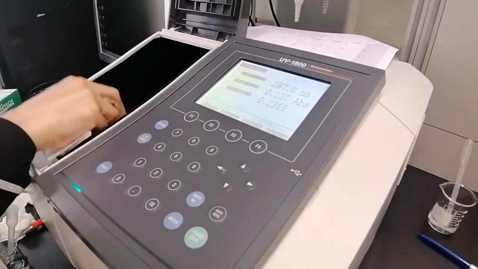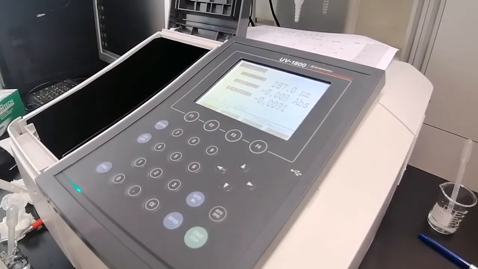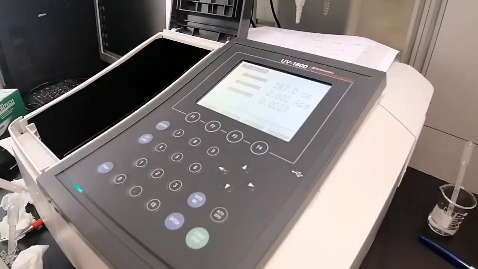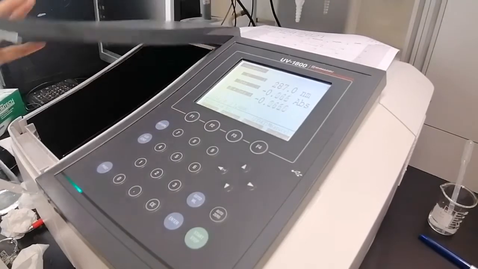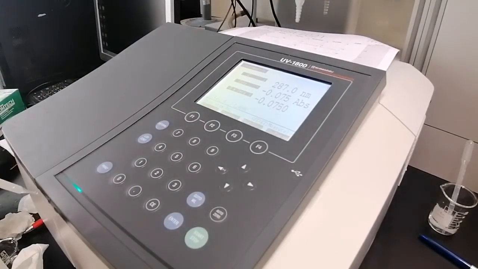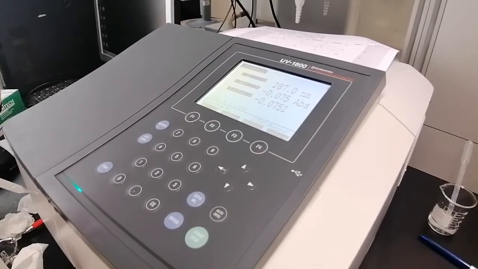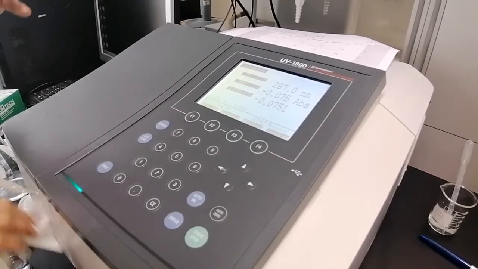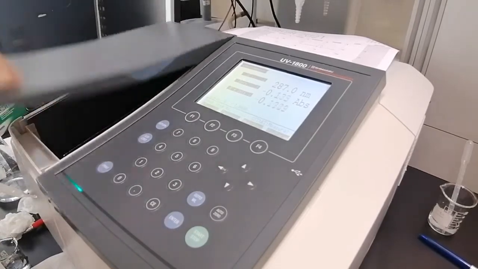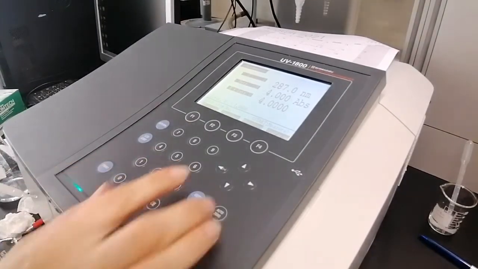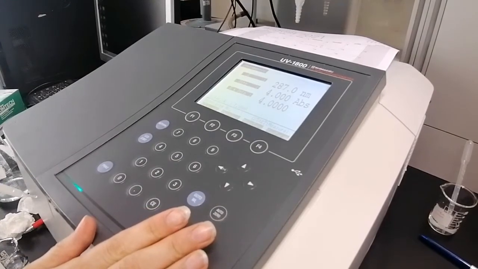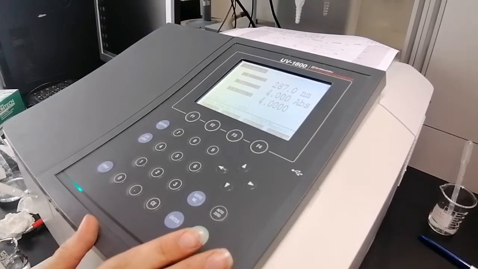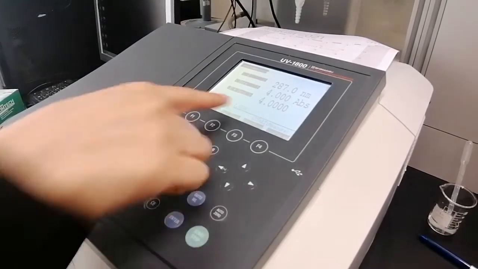And then remove the cuvette of the buffer blank, and then add the tested solution. Remember to cover the lid during the measurements. Okay, so you can see now we have an absorbance of 4, which is clearly outside the range of Beer-Lambert's law that's used to calculate the concentration from the absorbance. So you can't calculate the concentration using this absorbance value.